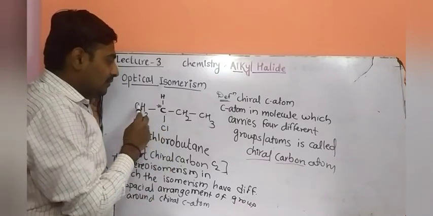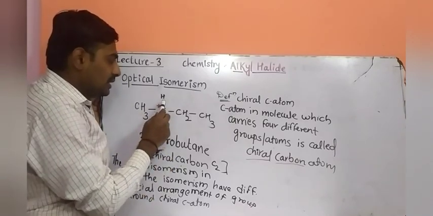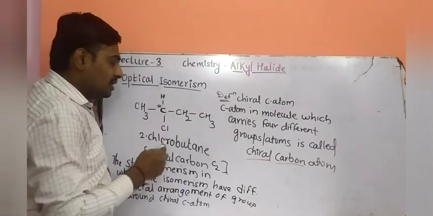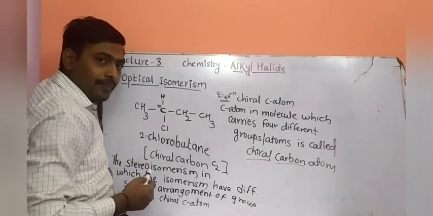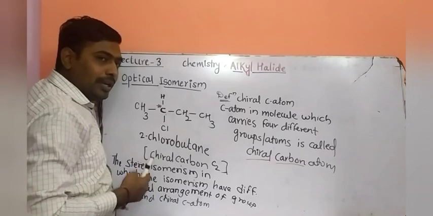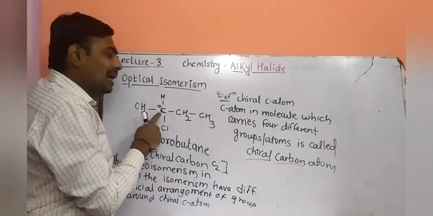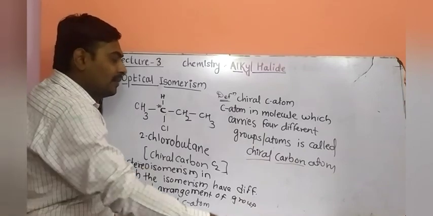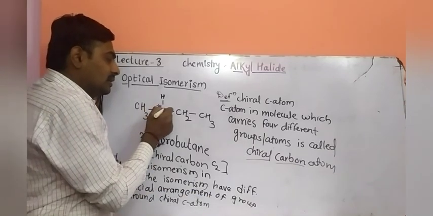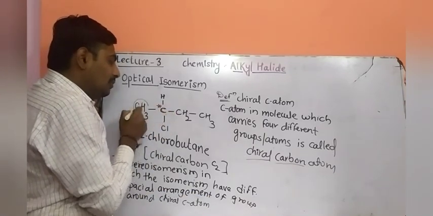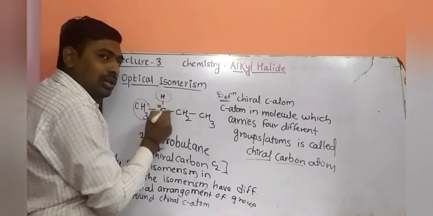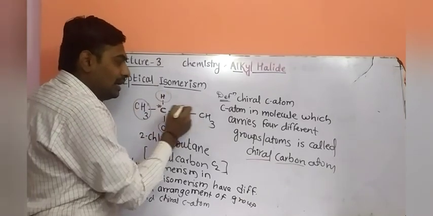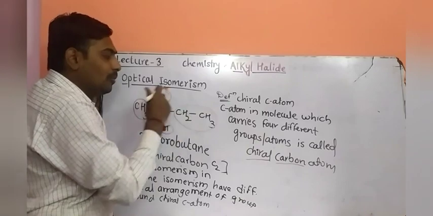See, CH3, CHCl, CH2, CH3. This molecule is called 2-chlorobutane. In this 2-chlorobutane, only the second carbon has 4 different groups of atoms. See, in this molecule, the second carbon is attached to the methyl group, the hydrogen, the chlorine, and the ethyl group. So these 4 groups are attached.